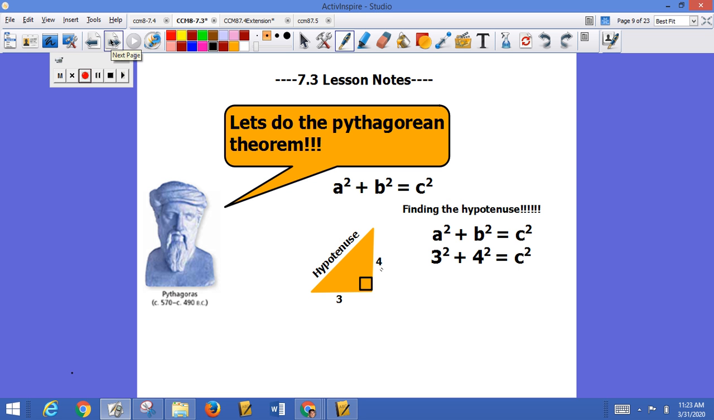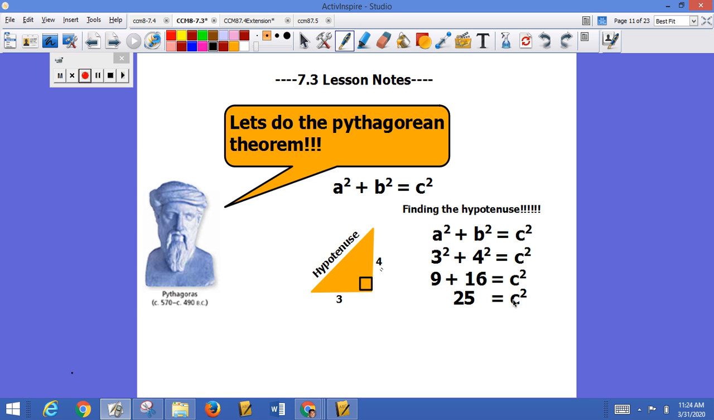Now I'm going to solve this out. I'll start off by evaluating my 3 squared and 4 squared. I know 3 squared is 9, and 4 squared is 16. So I'm going to write 9 plus 16 equals c squared. Now I'm going to combine my like terms, 9 plus 16, which gives me 25. And I get 25 equals c squared. Now that is not the length of my hypotenuse though, so don't get tricked by that. That's c squared, the hypotenuse squared.